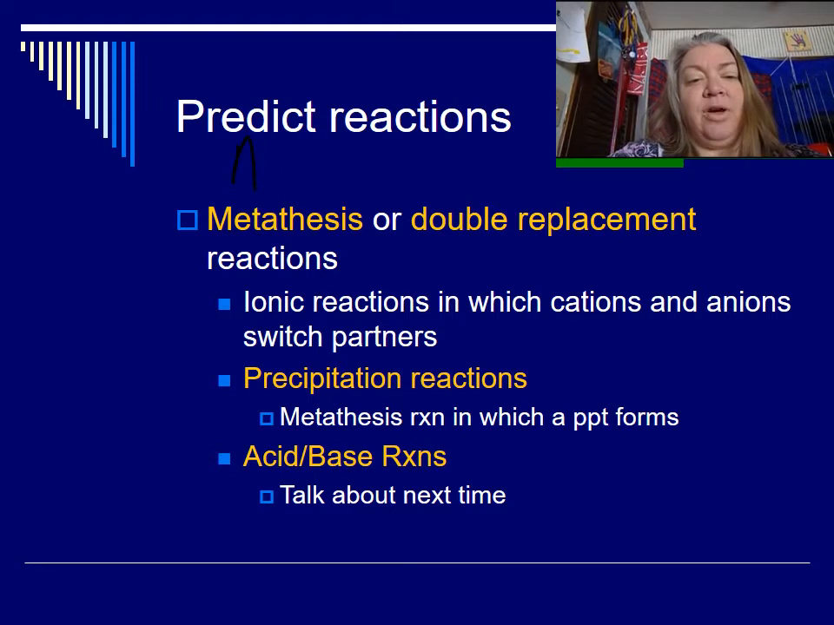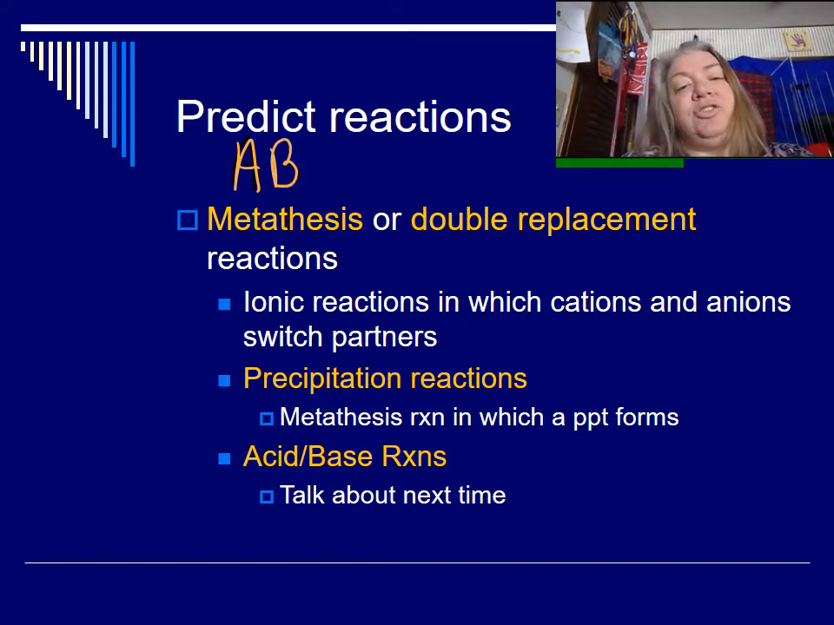So we have two compounds. Let me change colors really quick. We have compound AB. This is a generic way to write it. A has to be the positive part because it's listed first. So for us, that's going to be the metal. And B is the negative part, the anion. That's going to be your nonmetal.